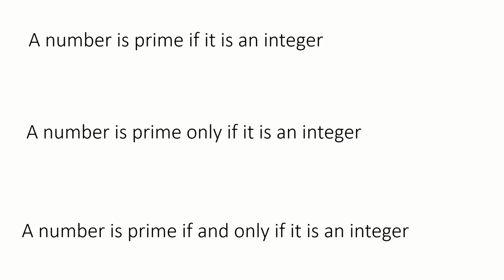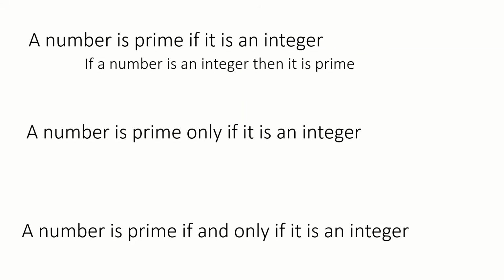So a number is prime if it's an integer. A number is prime only if it's an integer, and a number is prime if and only if it's an integer. Now remember, this one can only be true if both of these are. So for example, we deal with this and this turns out to be false and this turns out to be true. This one is going to be false without any more thought because it requires both of the previous things to be true itself. So okay, a number is prime if it's integer. Well, that's clearly not true because there are lots of integers that are not prime.